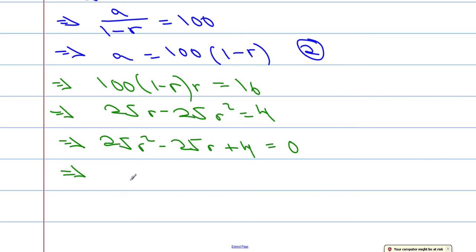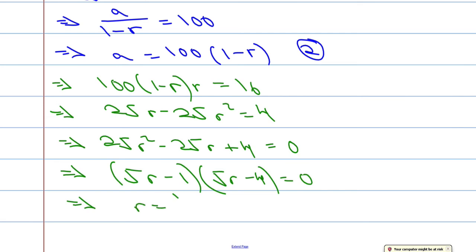You actually could use your calculator to solve this if you've got one that does so, but I'm going to factorize it. When I factorize it, we're going to get 5r minus 1 times 5r minus 4. That must equal 0, which implies that r must equal 1 over 5, or it could be equal to 4 over 5. Now both values we can see are actually between -1 and 1, so the sum to infinity does exist.